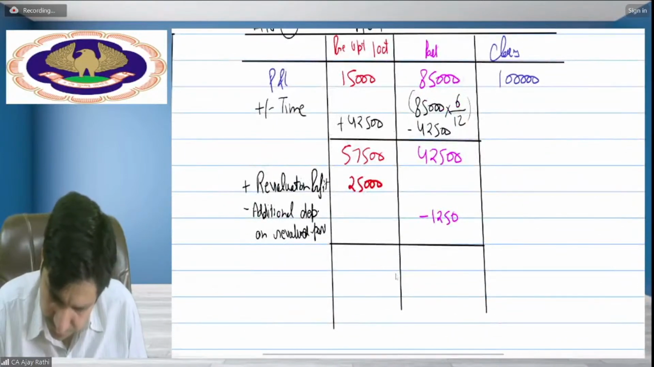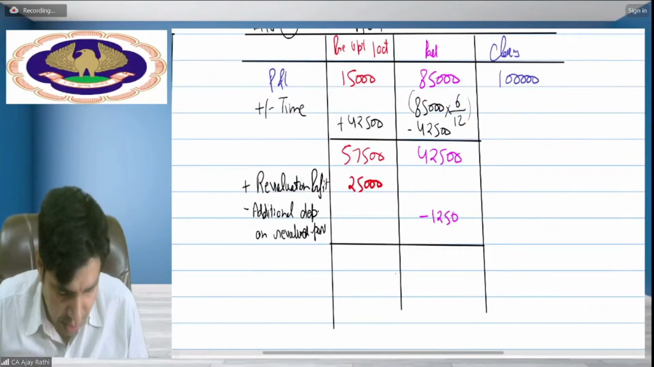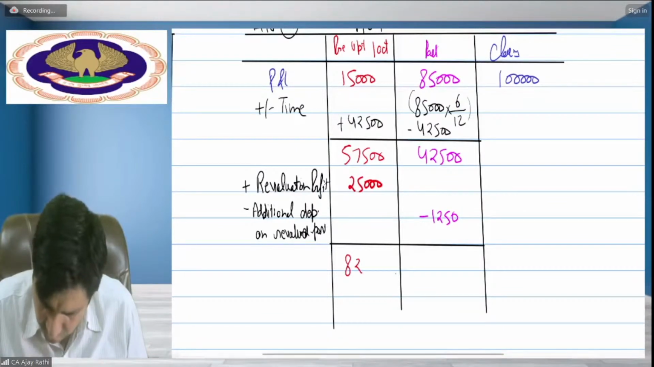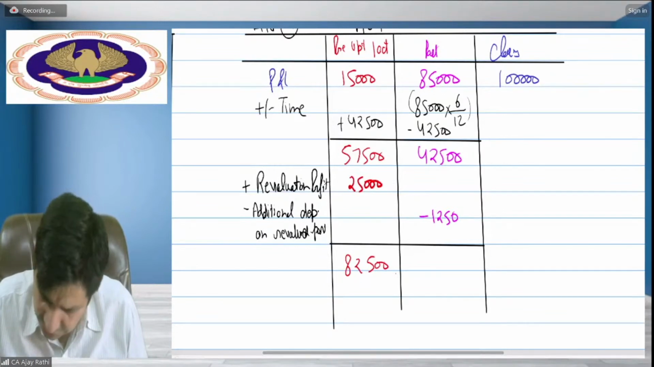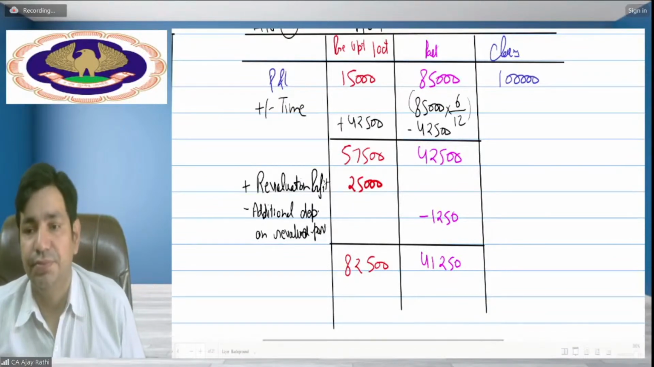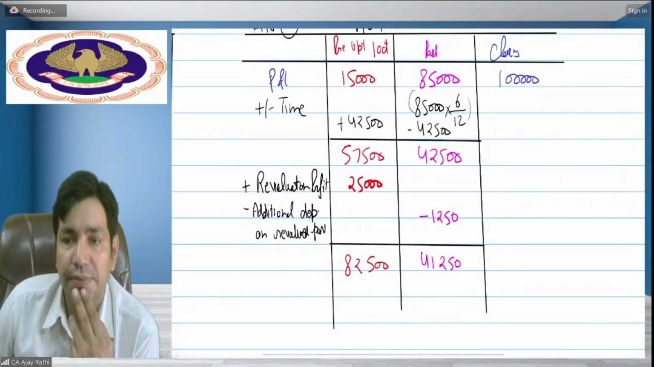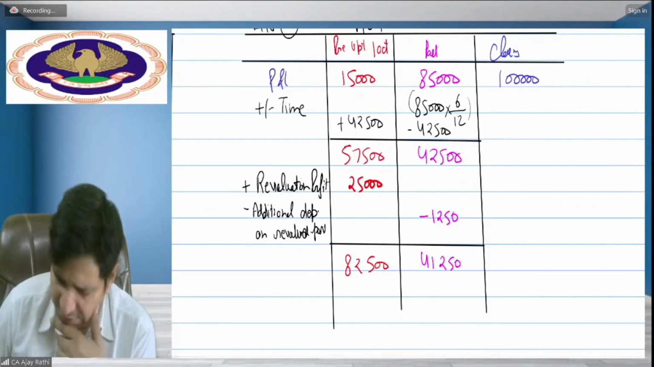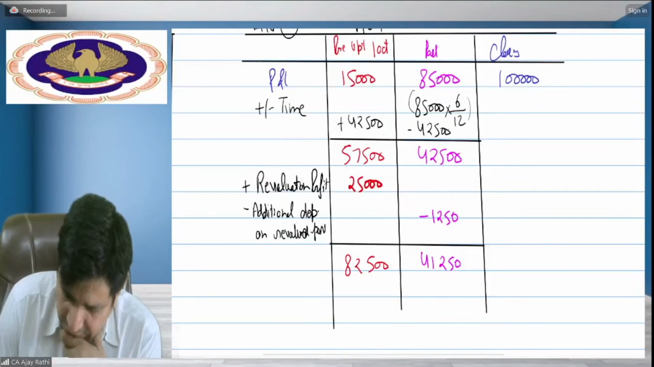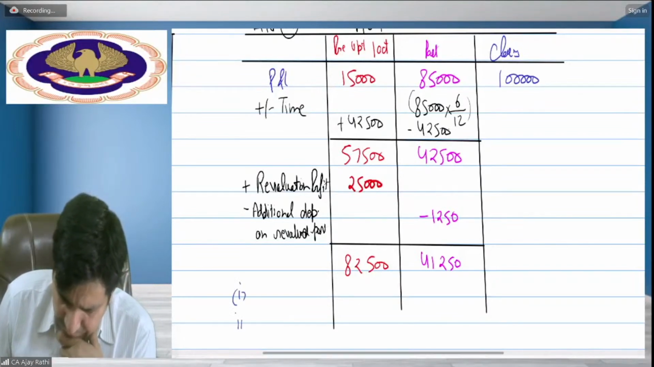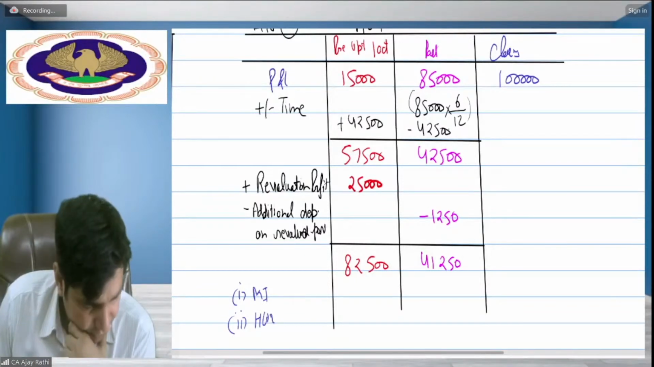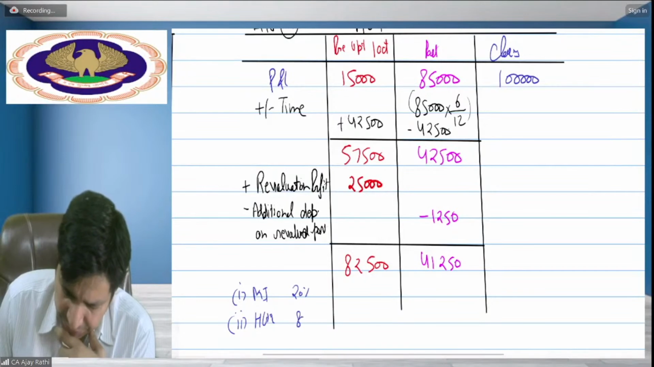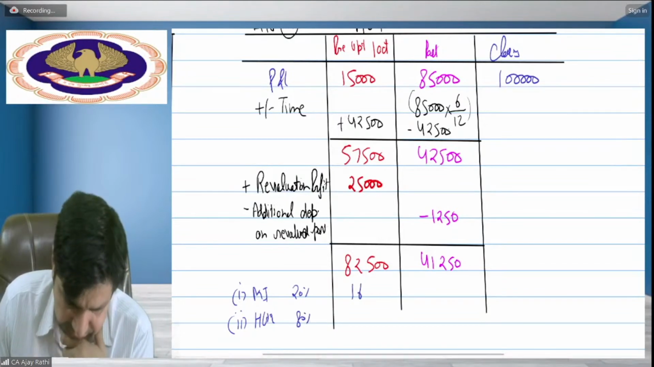Can you please tell me what is the final figure for such? Yes, of course. That is 82,500. And what about this? That is what? 41,250. Okay. Yes. Now please do this thing also. Minority interest and holding part. 20% and 80%. Please note this.